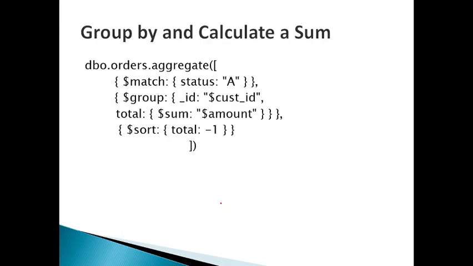For those, you have a function called dot aggregate. You will use aggregate, and in that you can do different types of pipeline functions. It will match where the status is A. Then it will group the result by customer ID. In each group it will sum up the amount, and it will sort using the total in descending order. So the highest amount will be at the top and the lowest amount at the bottom for each customer. So this is a group by function that calculates a sum, as a sample.